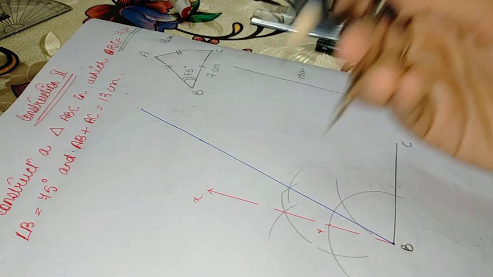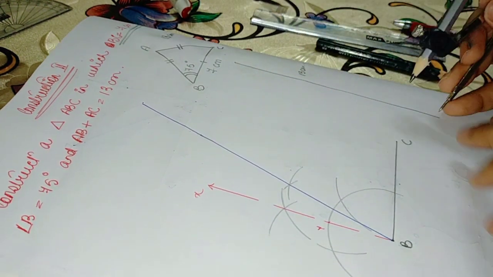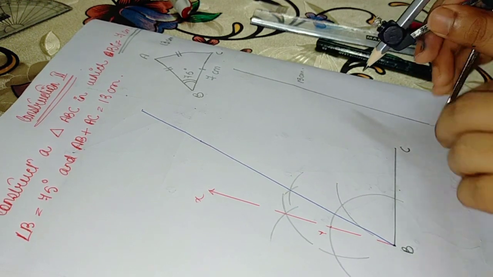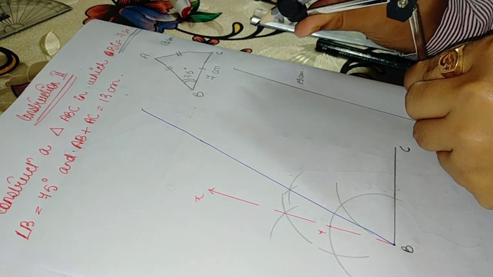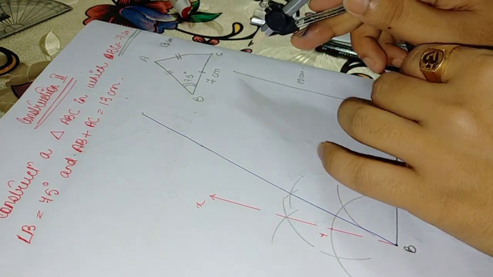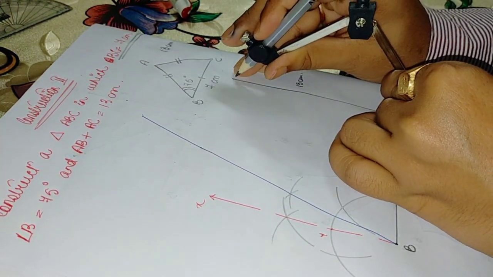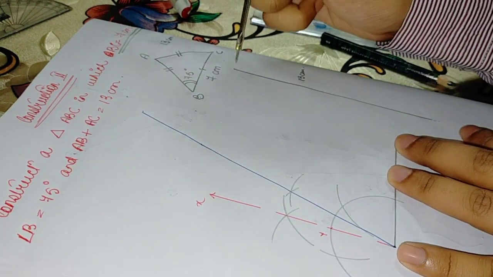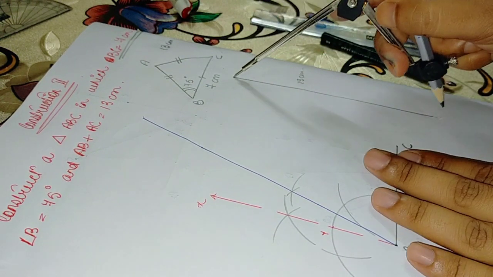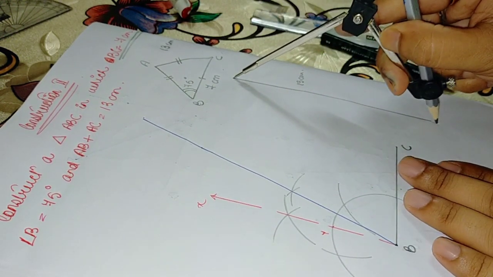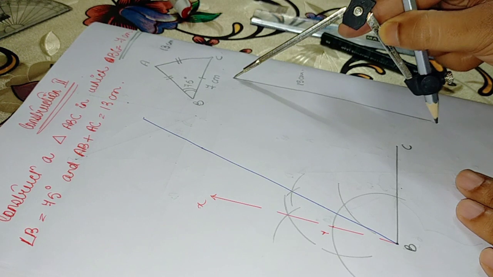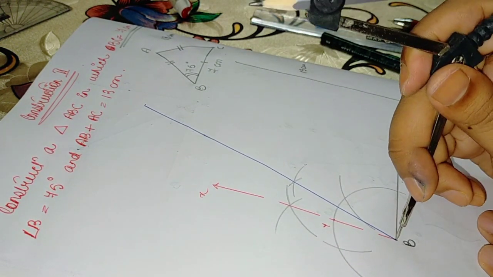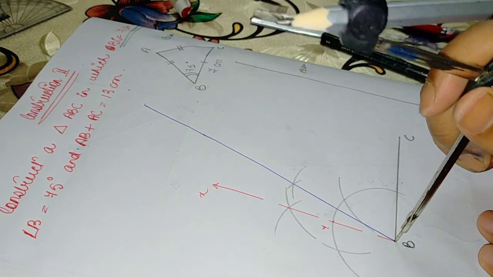I will place my compass here and take the measurement 13 centimeter in my compass. So you need to be very careful while taking this kind of measurement. It is exactly 13 centimeter. Can you see? Yes.